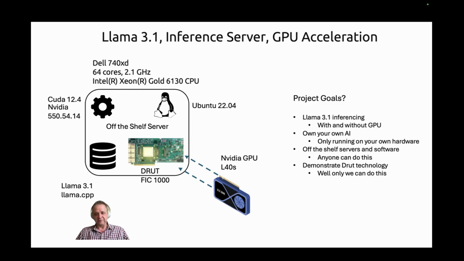So my goal of this is, as I said, I want to do Llama 3.1 inferencing with or without the GPU. And the goal here is you want to own your own AI, so all the AI is running on your own software. So we'll show you how to do that. We're going to do it with off-the-shelf servers and software, so anyone can do this. But we're going to demonstrate it with Drut technology, where we dynamically add a GPU to the system. And only we can do this at Drut. So you'll see this live. It's pretty exciting. I'm going to jump to our system now, and we're going to actually move into the demo.